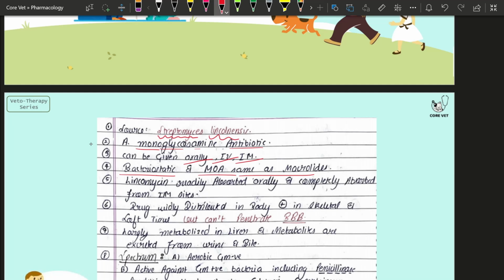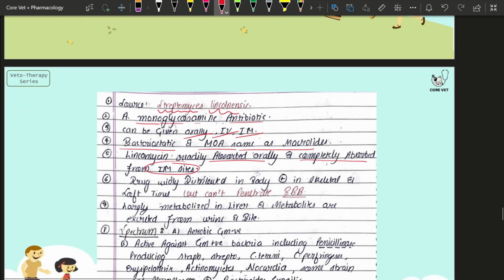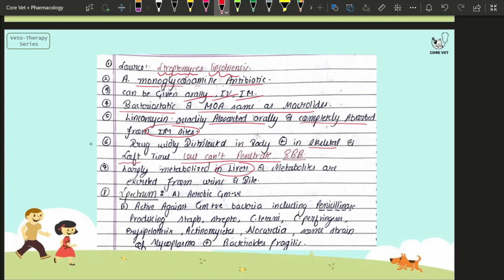If we talk about lincomycin, it is readily absorbed orally but completely absorbed through the intramuscular site. If you are going to give the lincosamide through the IM route, then it is going to be completely absorbed into the blood circulation. The lincosamide drugs are widely distributed throughout your body and in the skeletal muscle as well, right? Along with the distribution in the soft tissues, but they cannot penetrate the blood-brain barrier. Okay, these are largely metabolized in the liver, and the metabolites are excreted through the urine and the bile, similar to the macrolides, right? That's why I'm saying the lincosamides are quite similar to the macrolides, right?